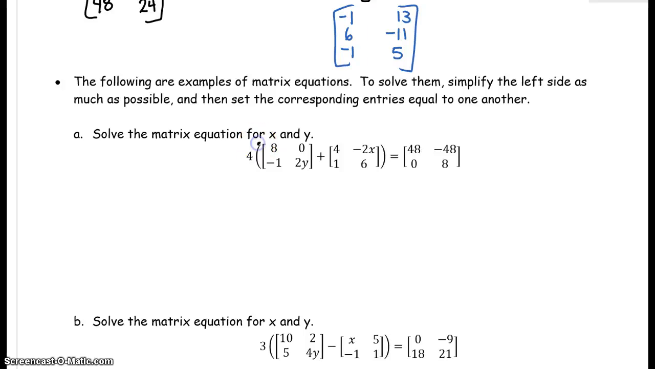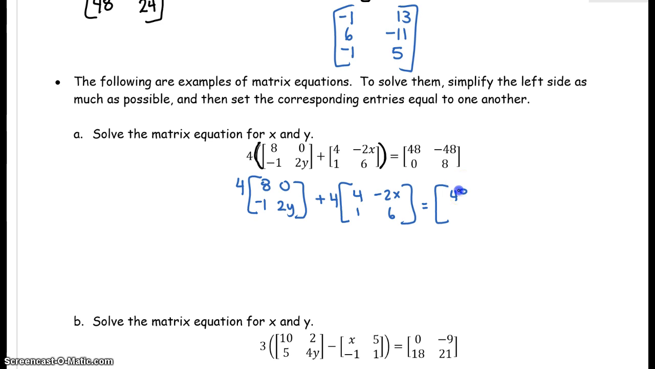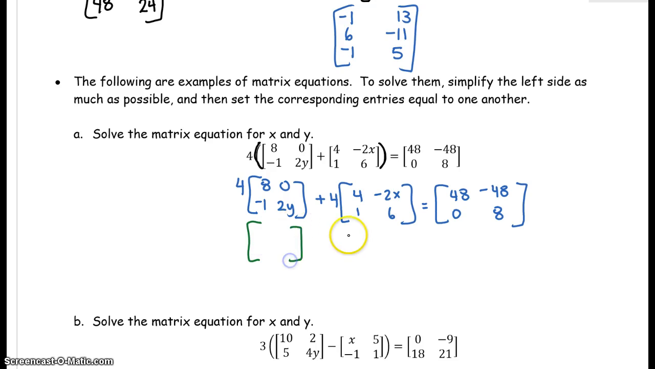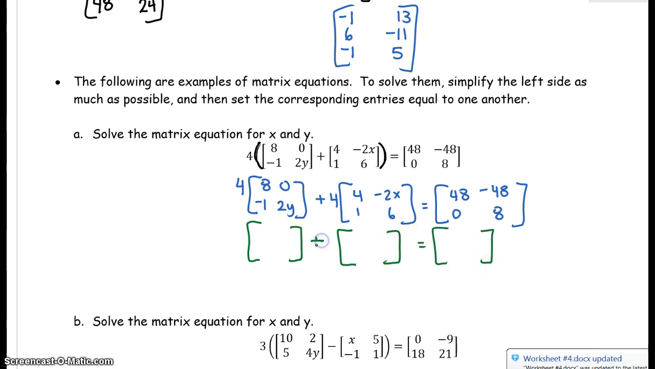So we know that the number 4 is being multiplied to both of these matrices. So what we're going to do is distribute that 4 first. So we're going to take 4 times the first matrix, 8, 0, -1, 2y, plus 4 times the second matrix, 4, 1, -2x, 6. And we're going to set it equal to the final matrix. Now we want to combine all of these before we get too in deep. So I like to distribute the 4's in, and then we'll start seeing what's really important in trying to find what x and y are. Because some of the information we have is not going to be helpful.